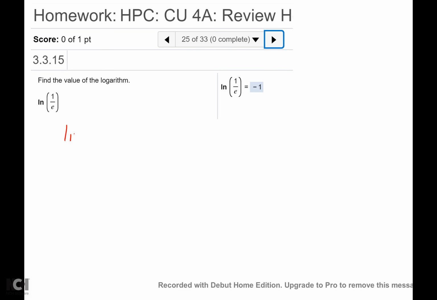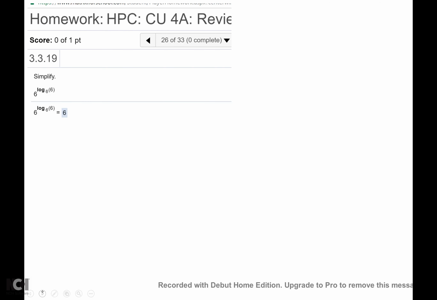Again, my base for ln is e, but I don't want a fraction, so move it up, and that's going to be e to the negative first, and again, these cancel, and my answer is negative 1. Okay, these cancel, my answer is 6.